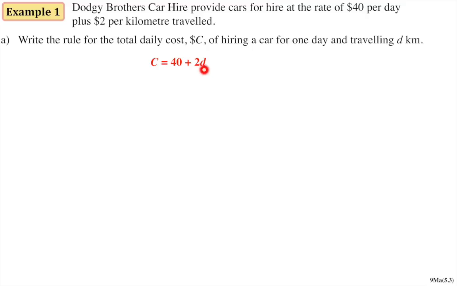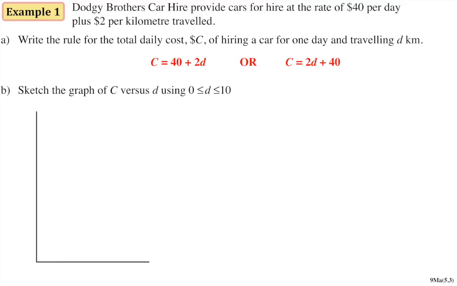So if you travelled 5 kilometres, it'd be 2 lots of 5. If you travelled 10 kilometres, it'd be 2 lots of 10, and so on. Now normally we don't write our lines like this. We normally have y equals mx plus b, or this doesn't have a y and an x, but we normally have our one variable by itself equals the next variable plus the number. So often you'd write it like this, C equals 2D plus 40. Doesn't matter which way you write it though, because they're both correct.